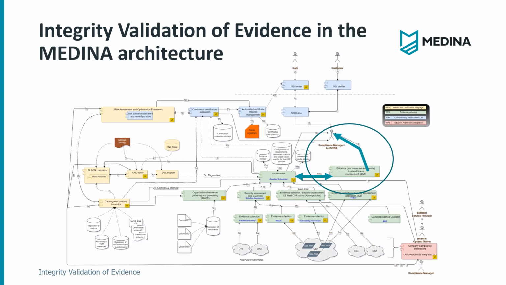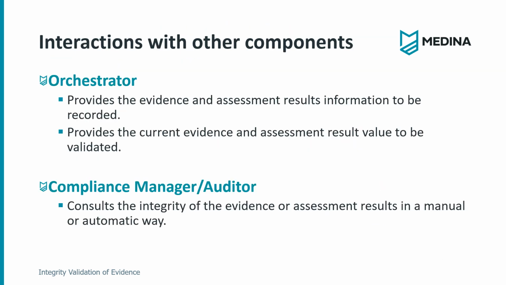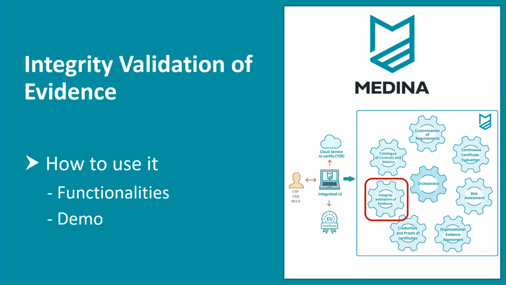This is how the trustworthiness system fits inside the MEDINA architecture. It receives evidence and assessment results information from the orchestrator as input and provides integrity validations to auditors or compliance managers as output. Here you can see the list of components the trustworthiness system interacts with. It refers to the information I have just explained in the MEDINA architecture. The trustworthiness system receives evidence and assessment results values from the orchestrator and provides integrity validations of this information in a graphical way to compliance managers and auditors. Now, let's enter in more detail in how this component can be used.